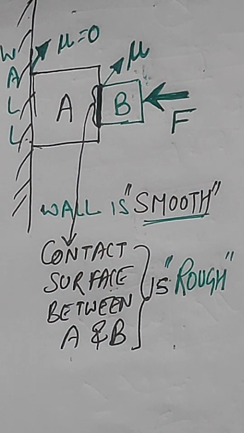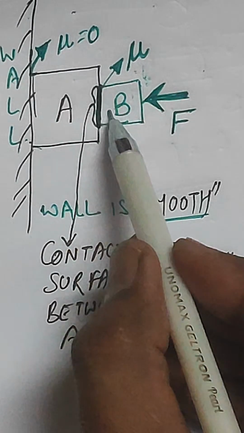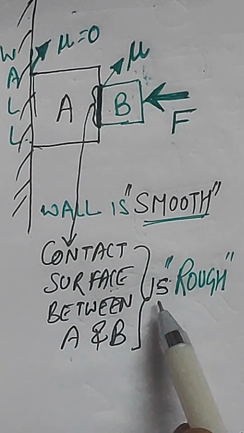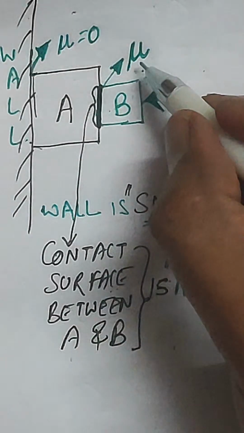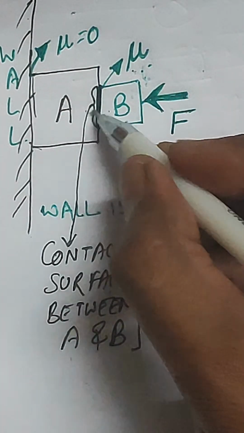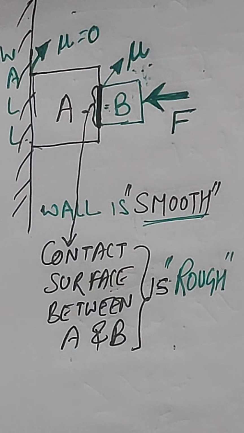Now the wall is smooth but the surfaces of A and B in contact are rough. So if this is rough, this point, that means the contact surface between A and B is rough. That means there is a frictional force, and that's why there will be a coefficient of friction lying at the point of contact, which is between the two blocks A and B, right?